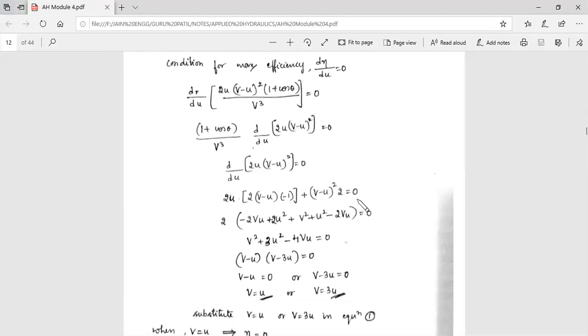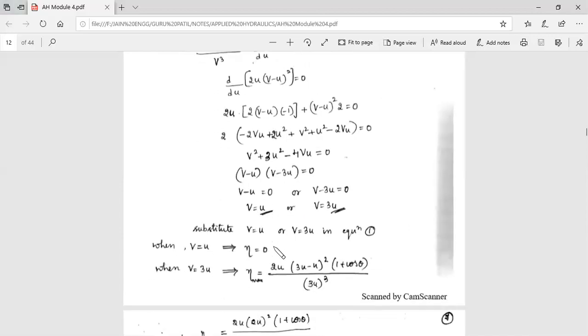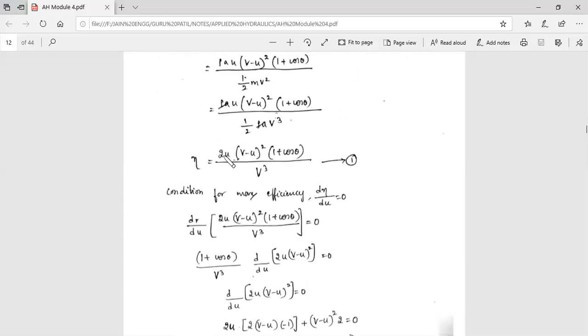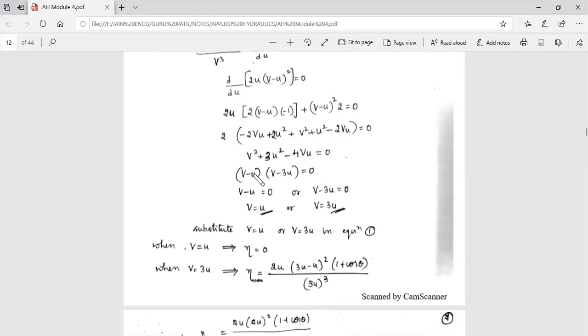So this is the u by v formula applied. Everything is equated to 0, and we will be getting a quadratic equation, and this quadratic equation is solved. That is (v minus u)(v minus 3u) equal to 0. One equation is v minus u, another equation is v minus 3u. So therefore v is equal to u and v is equal to 3u. That is, we are getting two terms from this quadratic equation. Substituting v equal to u and v equal to 3u in equation 1, the efficiency equation, because we are finding out the maximum efficiency.